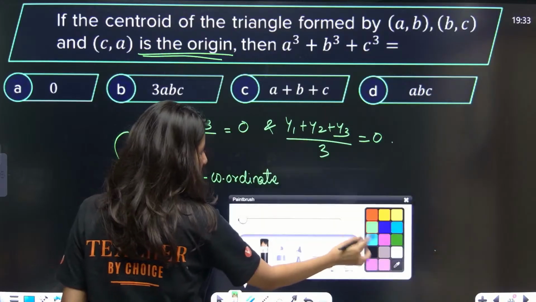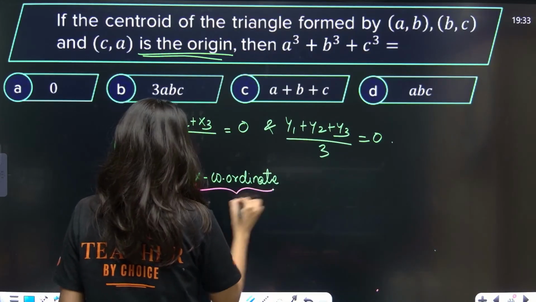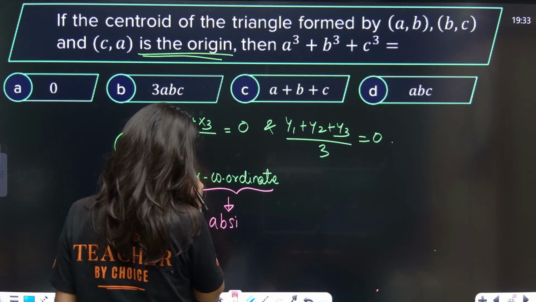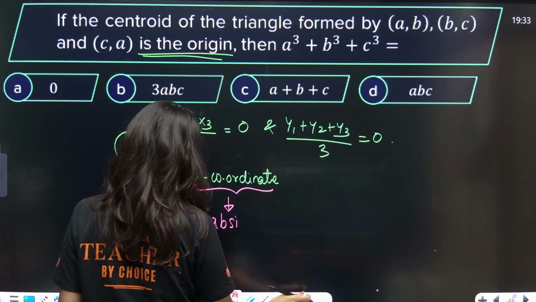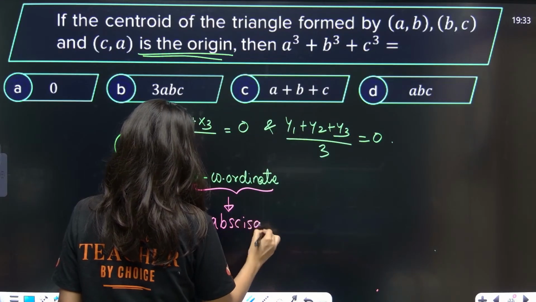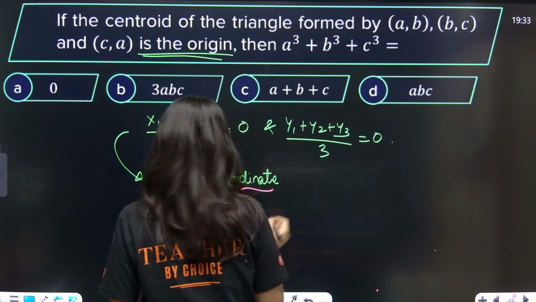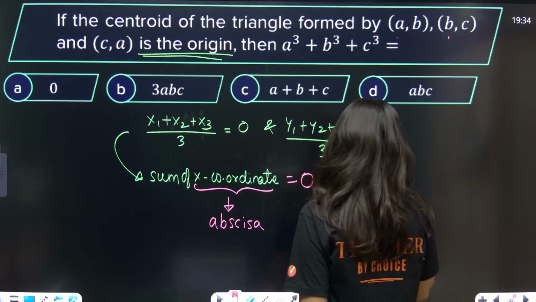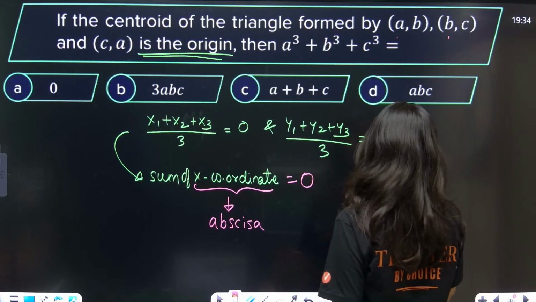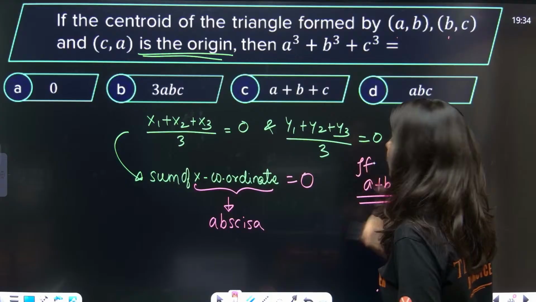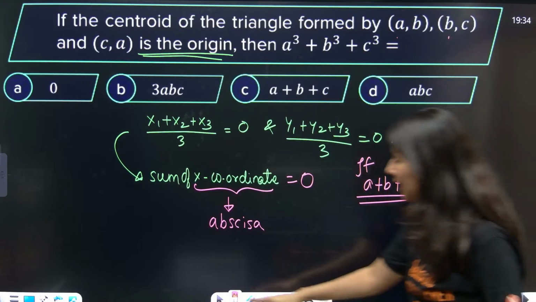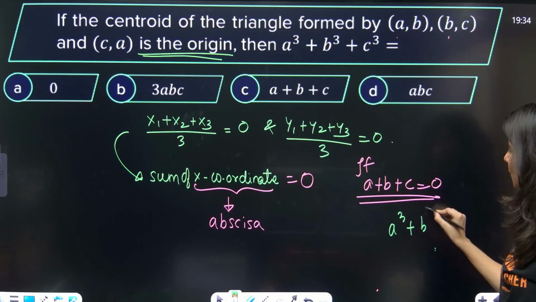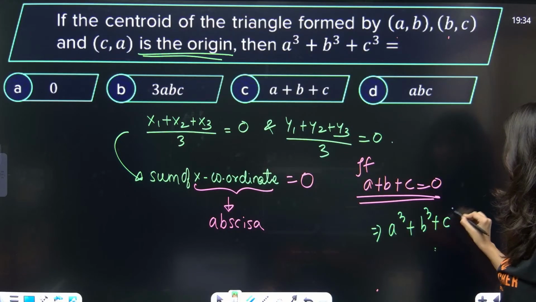How many of you know abscissa? And the sum of x coordinates is 0, correct? And y is also 0. So a plus b plus c is 0. If a plus b plus c is 0, then can anybody tell me this formula? a cube plus b cube plus c cube. Remember?